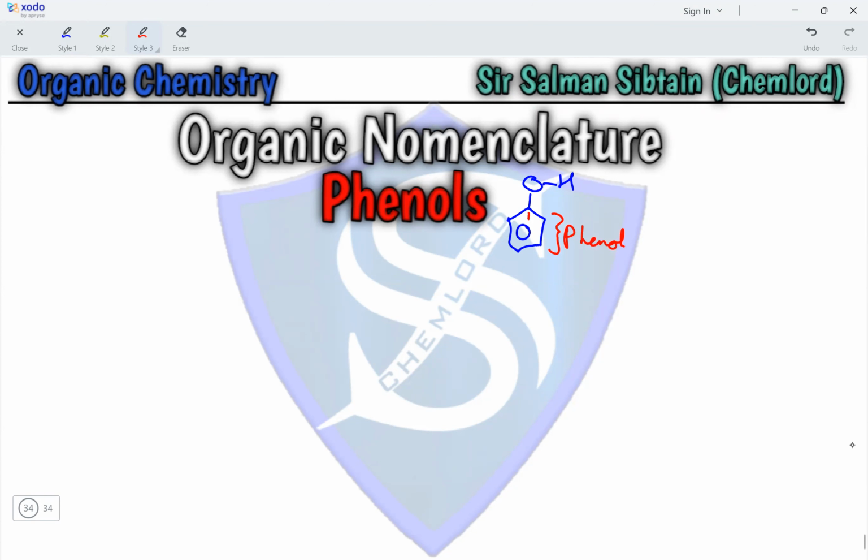So any substitutions that take place on a phenol will be having the OH group at the first position. So the numbering is fixed. The only choice that we would have would be to number the ring either clockwise or anti-clockwise, giving the least number to the substitute group. And if you have multiple substitute groups, then we would give the least number to the substitute group that has a name that is given alphabetical preference.